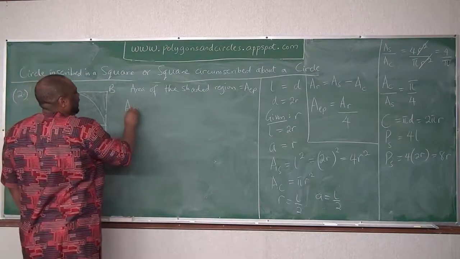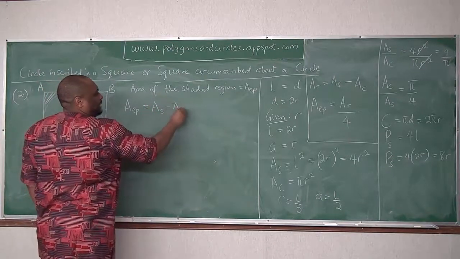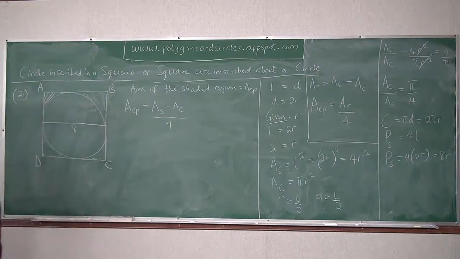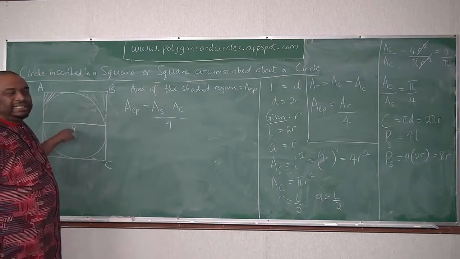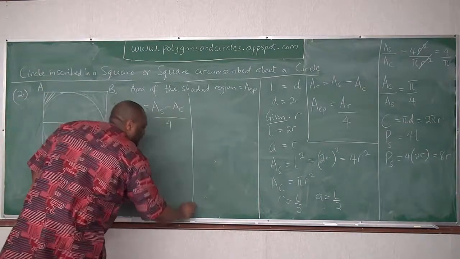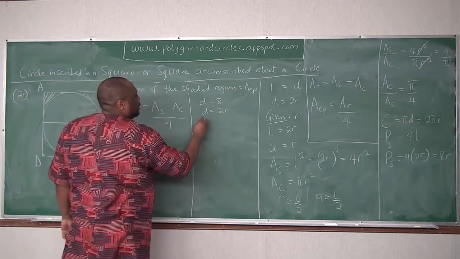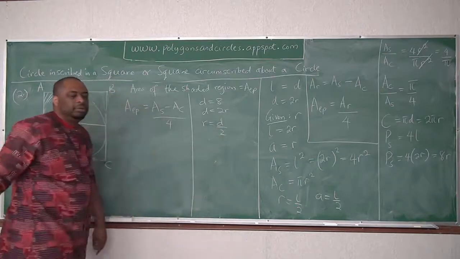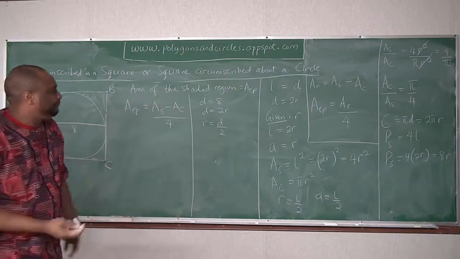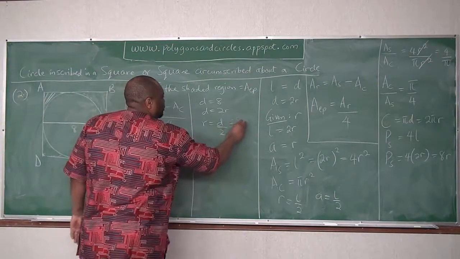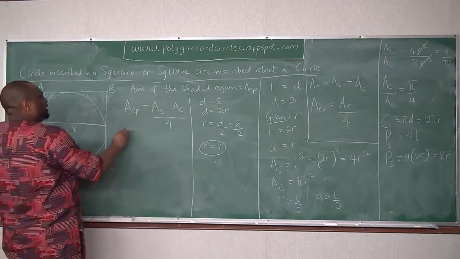So A subscript EP is (A_S minus A_C) over 4. Now, they gave us the diameter, which is 8. Diameter is 2 times radius, so radius is diameter over 2. If they give you the diameter, find the radius, and then use these formulas. So this is 8 over 2, so the radius is 4.